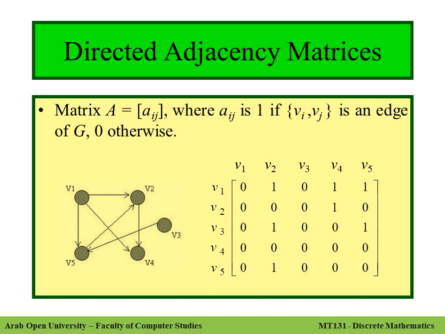Of course, in this case you will get a 0 and 1 matrix. It will be a square matrix, but in this case it will not be symmetric. Then there could be an edge starting at V1 and ending at V2, but there is no edge that starts at V2 and ends at V1. So this matrix will not be symmetric.